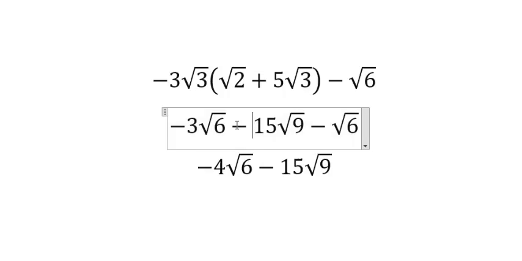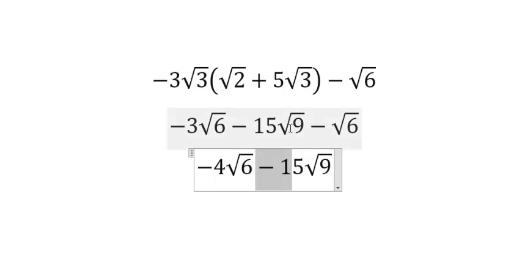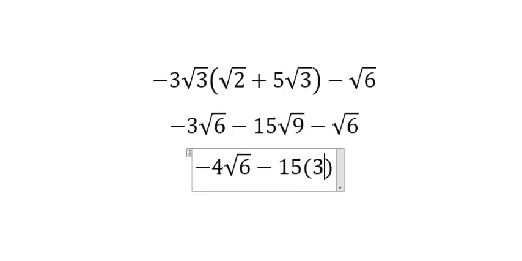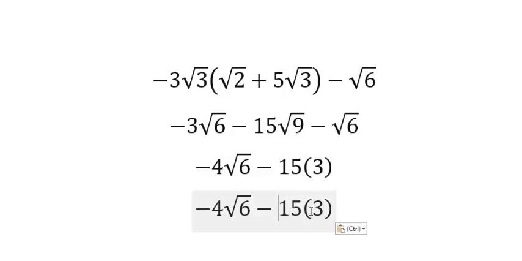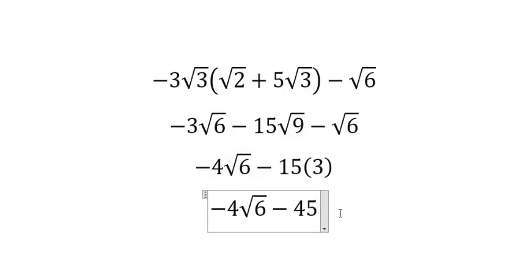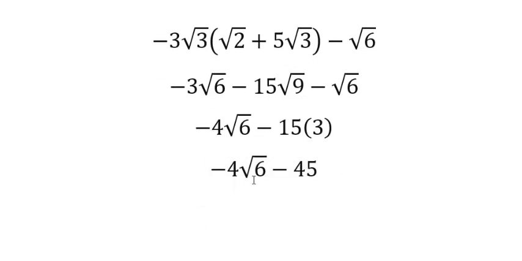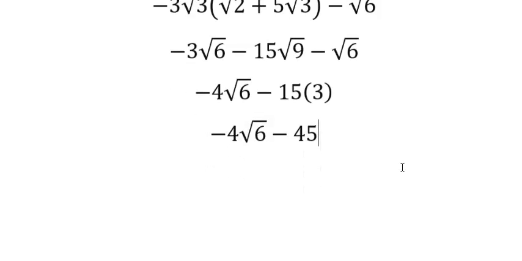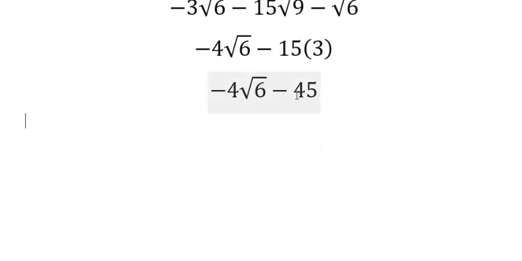Now negative 15, I copy it. Square root of 9, I know that the square root of 9 is 3. So I put 3 inside parentheses. And because they are multiplying, then you just multiply 15 times 3, and that's going to give you 45. And that will be your answer. Negative 4 square root of 6 minus 45. They are different, so you cannot operate them. That will be it.